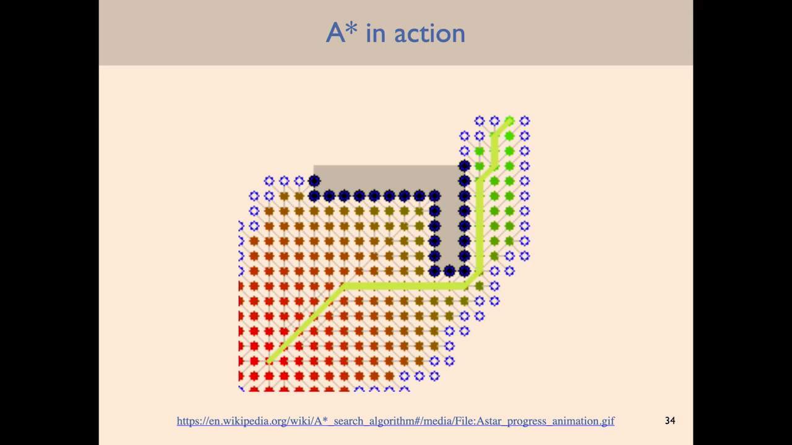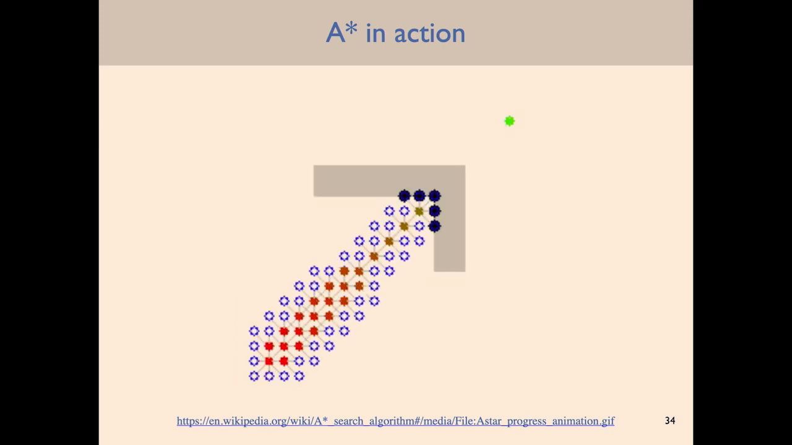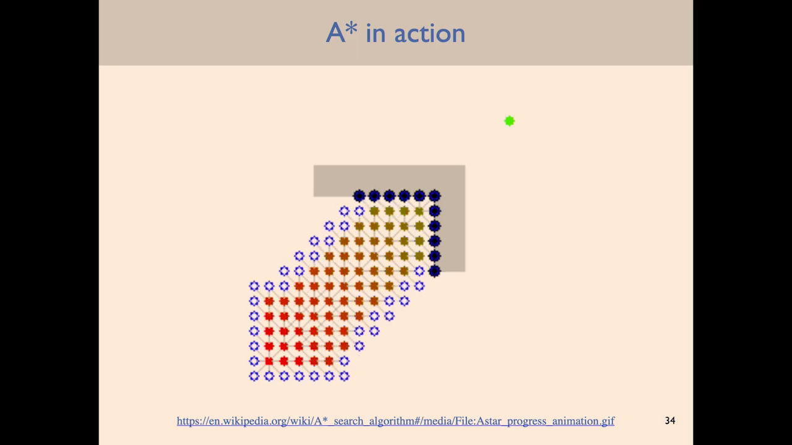Things that are closer to the goal, it's prioritizing to explore next. So you can see that a bunch of vertices over here along the edges of the space are not explored by A star. So it's much more efficient in terms of the vertices that it needs to explore.